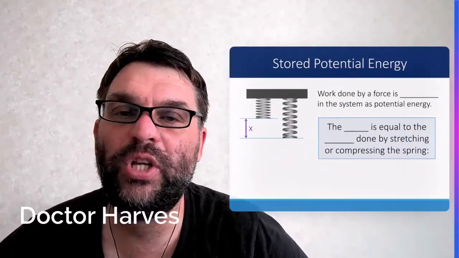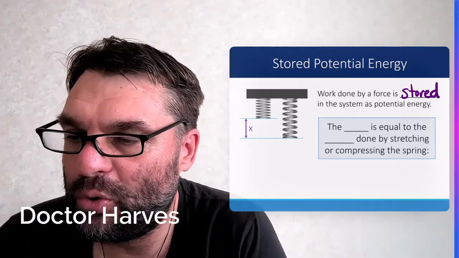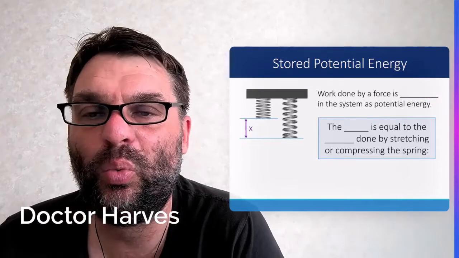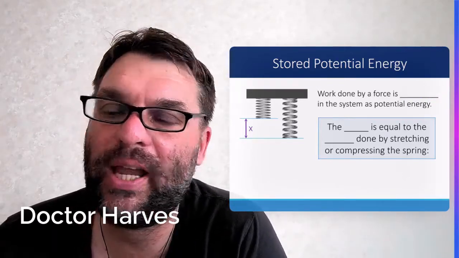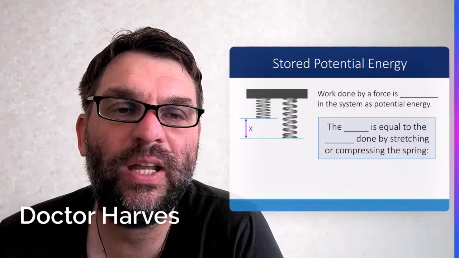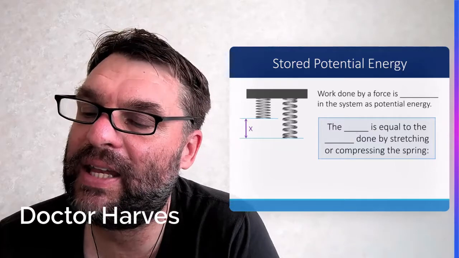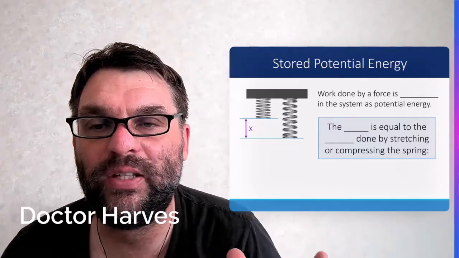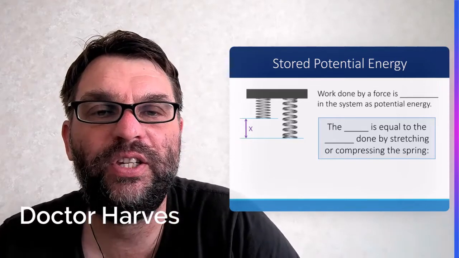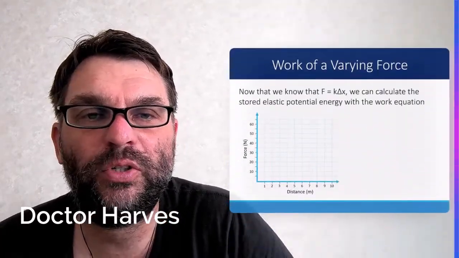That also means there is potential energy stored in the spring. The work done by the force, which we looked at in the previous lesson, is stored in the system as potential energy. This potential energy, or EP, is equal to the work done by stretching or compressing the spring. Remember, work is the force being applied over the distance, here the expansion of the spring.